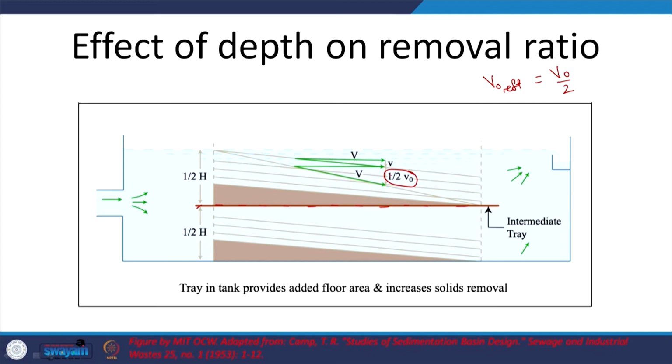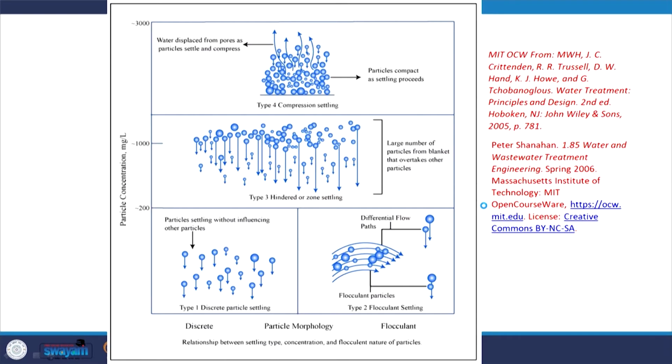So now obviously you will have increased removal efficiency for the same volume, but obviously here the case is that we have an intermediate tray. So these were the aspects that we looked at. So let's look at some of the other aspects, okay.